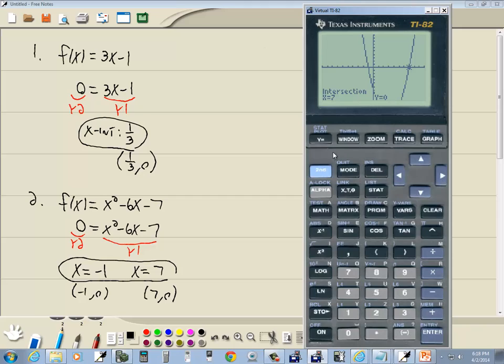Now in your calculator, to quit out, you just do second mode to get out of graph mode. And I'll press clear to clear that out. Now that's finding x-intercepts using a TI-82 calculator.